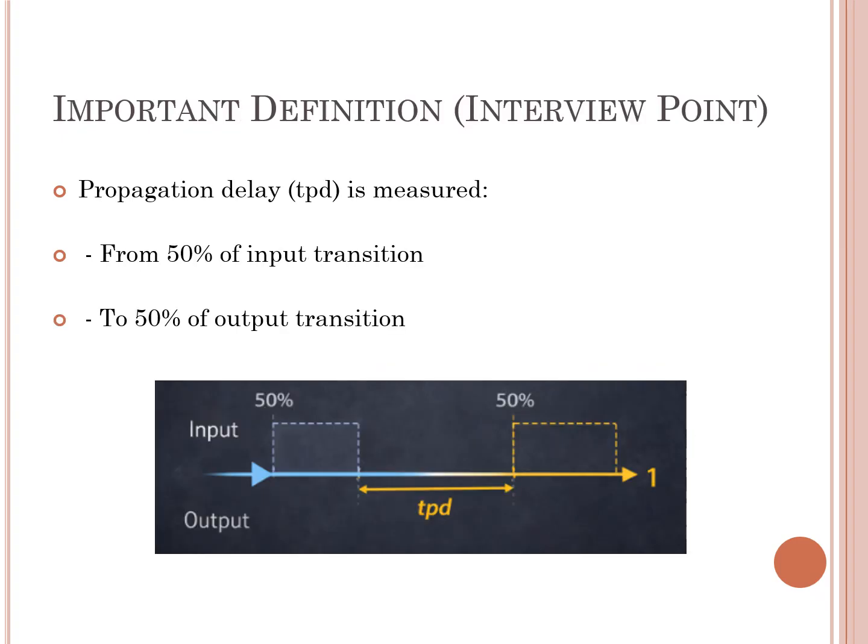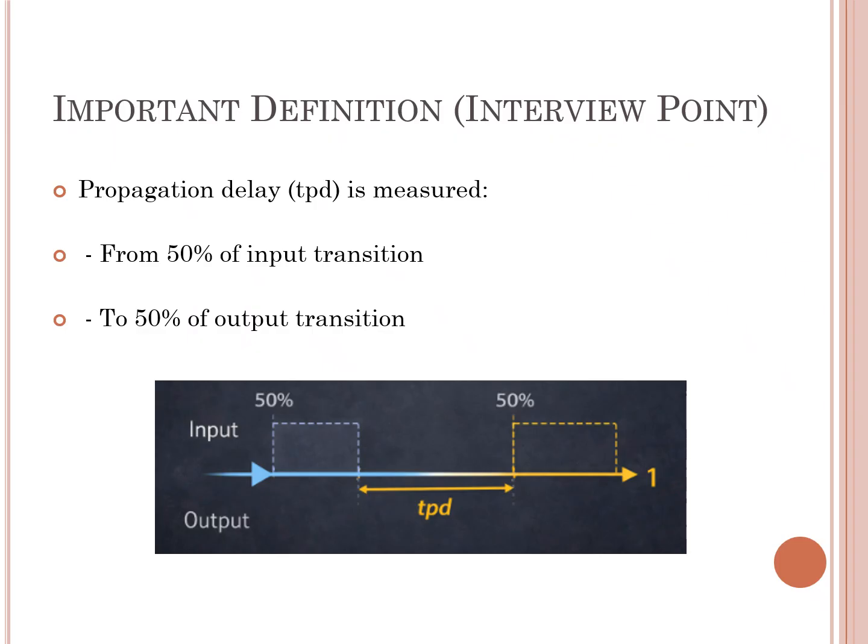Now comes the most important part of this topic. This is something that is very frequently asked in interviews. Propagation delay is not measured randomly. It is measured in a very specific and standard way. Propagation delay or TPD is measured from 50% of the input transition to 50% of the output transition. Many beginners think that it is measured from 0 to 1 or 1 to 0, but that is not correct.